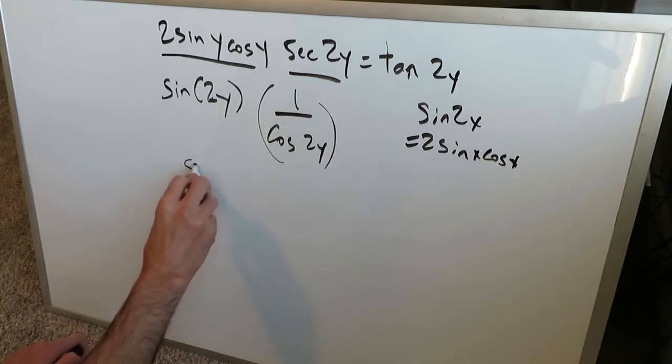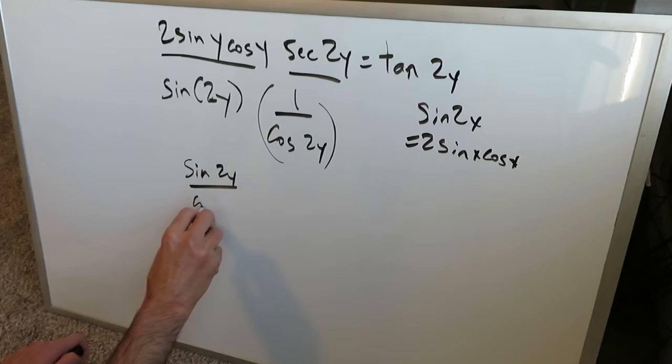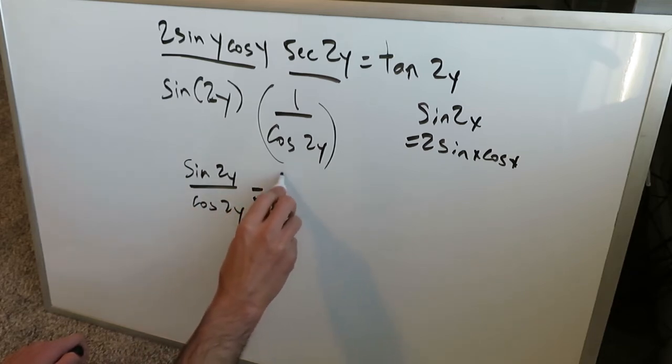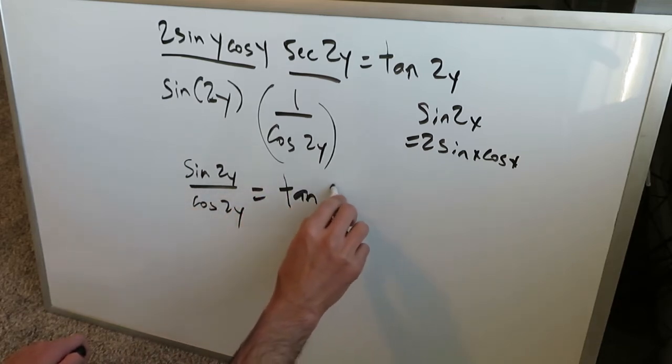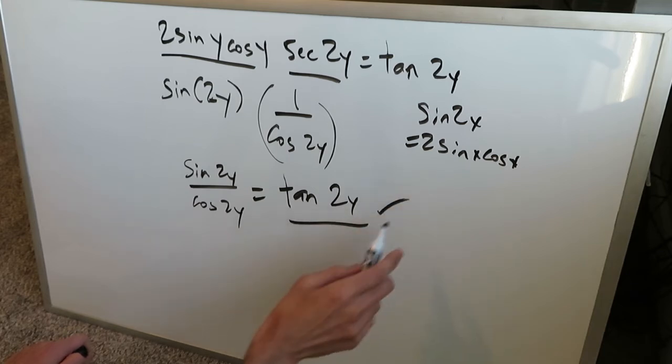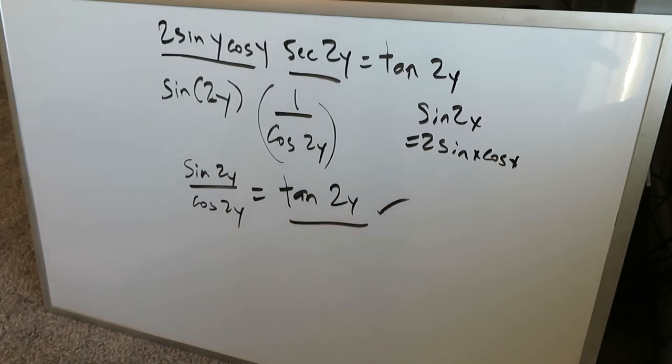Now you're basically looking at sine 2y over cosine 2y, which naturally, by the basic definition of tangent, should be tan of 2y, and that's all you have to do, and you were done.